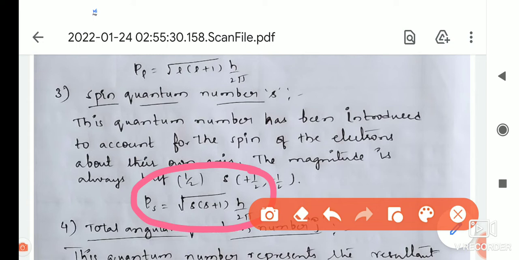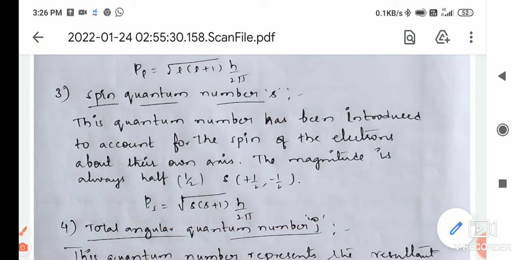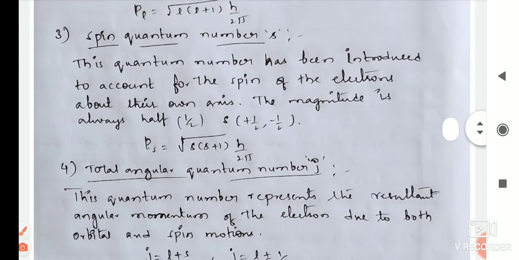Spin momentum is represented by PS is equal to under root S into S plus 1 h by 2 pi. So, like this we can explain the concept of spin quantum number.